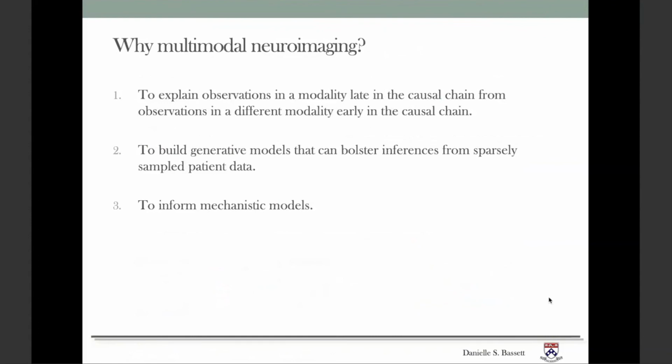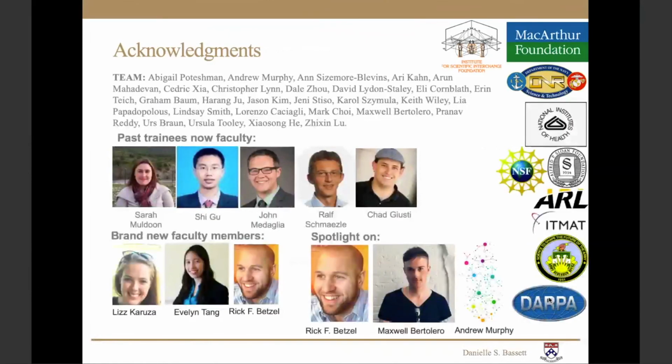Okay, so that brings me to the last big picture, which is why and how multimodal neuroimaging. As we talked about at the very beginning, number one, to explain observations in modalities late in the causal chain, like functional connectivity, from observations earlier in the causal chain, like structure. Number two, to build generative models that can bolster inferences from sparsely sampled patient data. And number three, to inform mechanistic models.